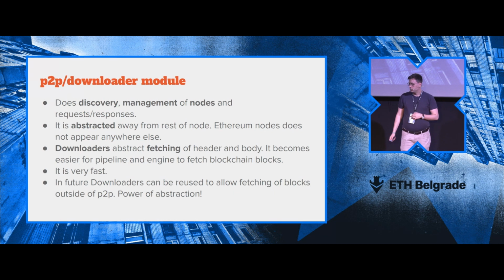P2P is the module that does discovery, management of nodes, timeouts, and sending and receiving requests from the P2P network. It's something every client abstracts in some way because it's very easy to abstract. It allows you to handle peer management in one place and not think about it. Downloader is a wrapper around P2P. It's the glue between the rest of the system and the P2P module that allows you to download headers, bodies, and full blocks, whatever you need.